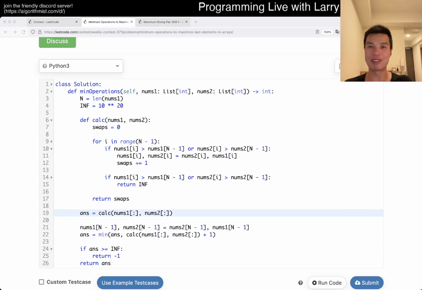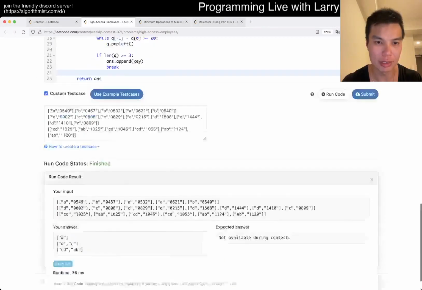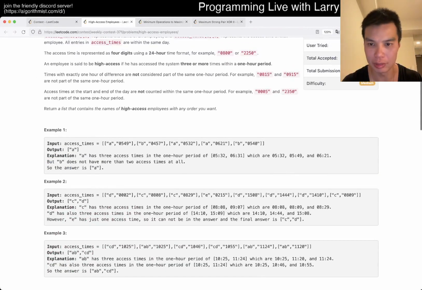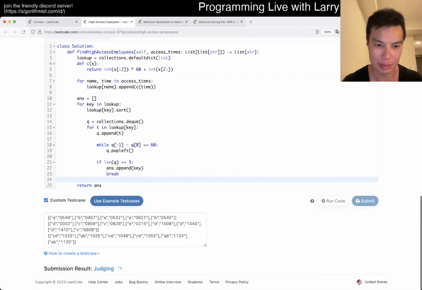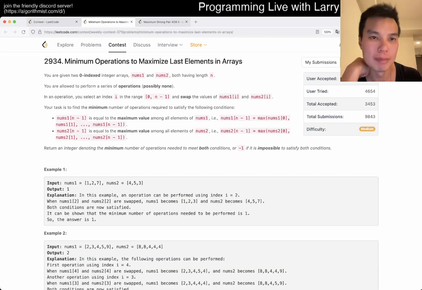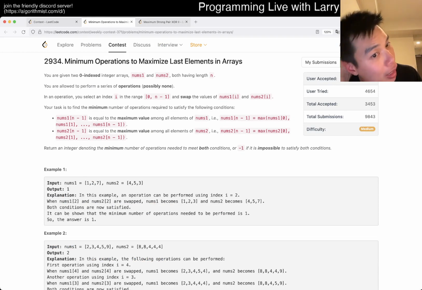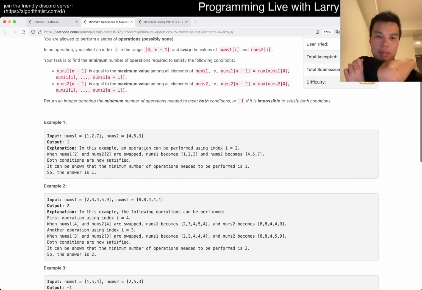You could watch me solve it live in the contest now. Is it in any order? Okay, any order. So let's go. Hopefully I didn't make a silly typo somewhere. Minimum operations to maximize last elements in arrays. Swap the same i, okay. nums sub n minus 1. Okay, that's funky.